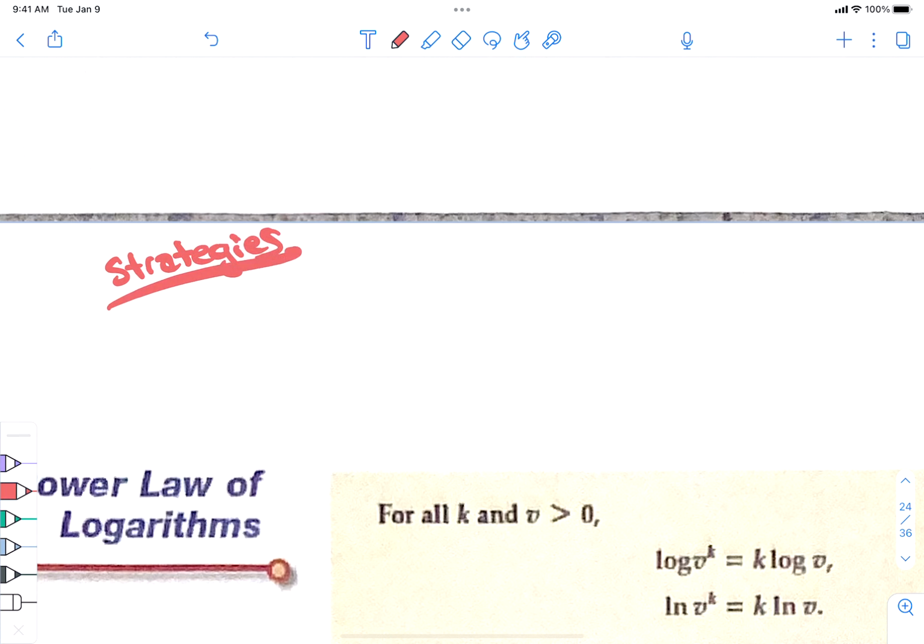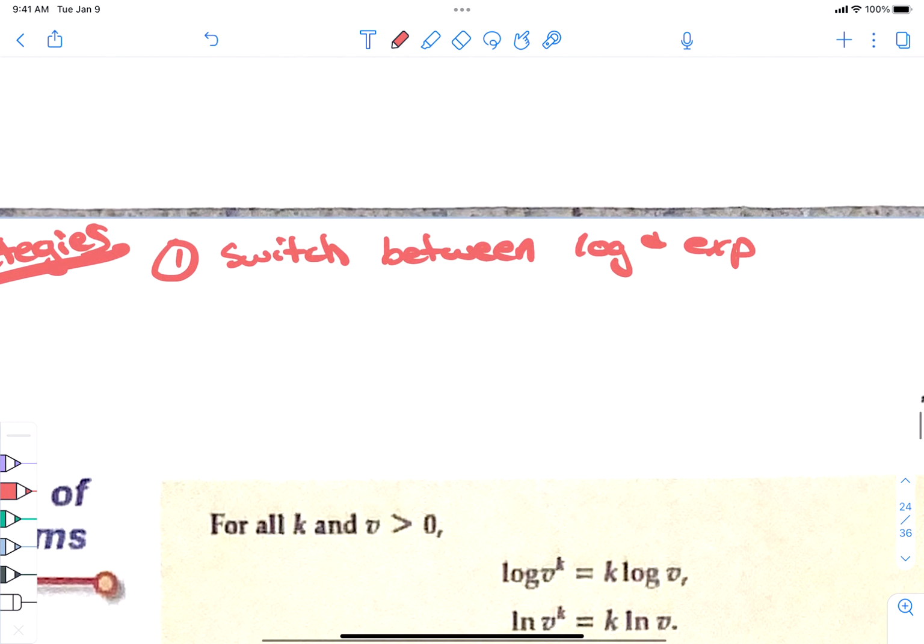These are going to be things that you need to remember for the ACT. First strategy, number 1, is switch between log and exponential functions. That's one strategy for evaluating. If it's a log and you're stuck, switch it to an exponent. If it's an exponent and you're stuck, switch it to a log.